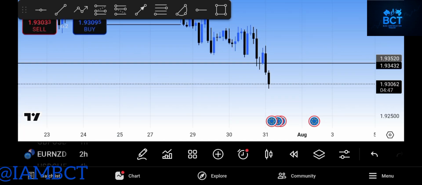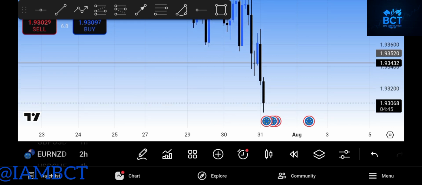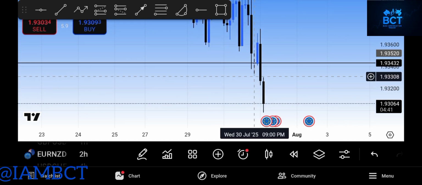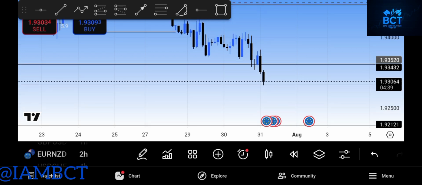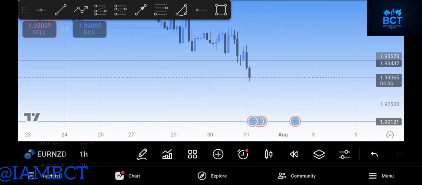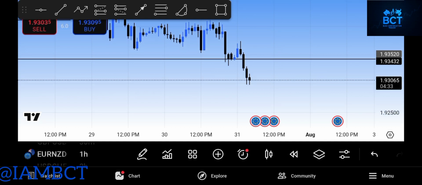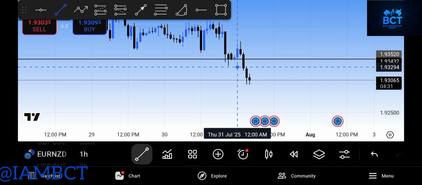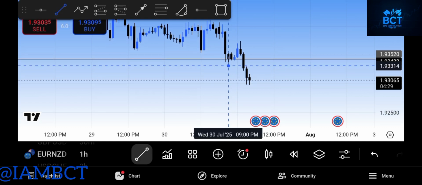So if candlesticks close well below this zone today, this is a valid zone that is going to push market down, and this Euro NZD is a trade that I have been monitoring and studying for some time now, and it respects order block and price action a hell of a lot. So this is what I expect here.